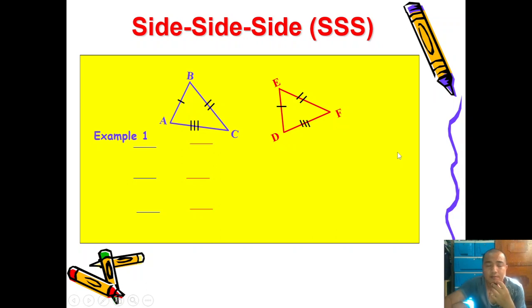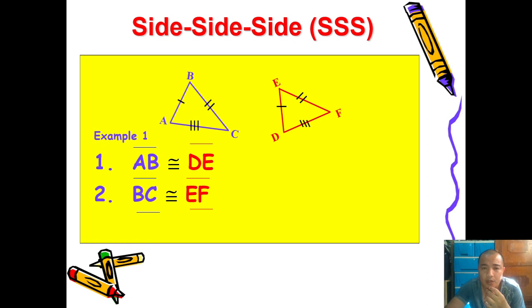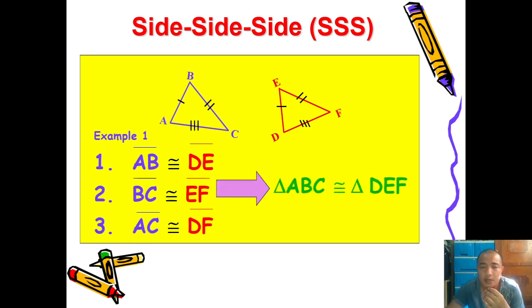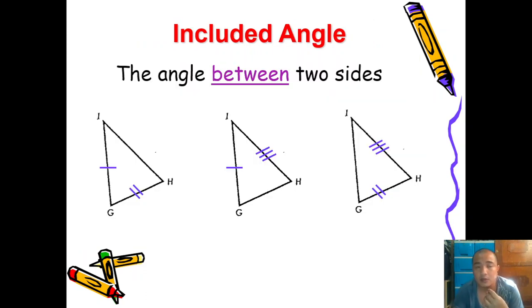Okay, side. Number 1, AB is congruent to DE, BC is congruent to EF, AC is congruent to DF. Therefore, triangle ABC is congruent to triangle DEF. Included angle, the angle between the 2 sides. What is the included angle between JG and GH? Of course, it's angle G.